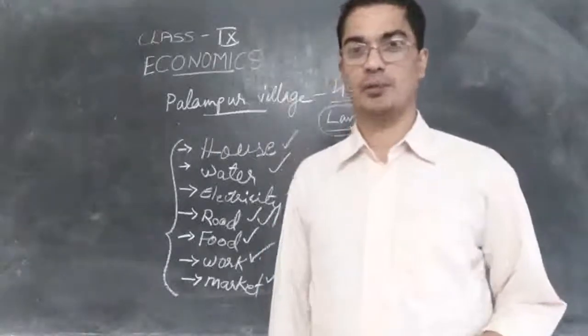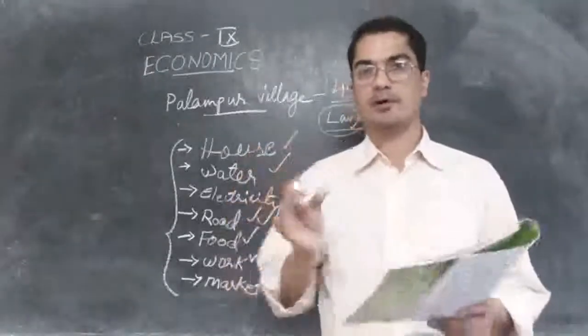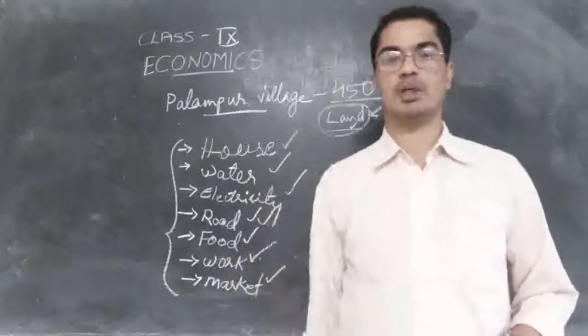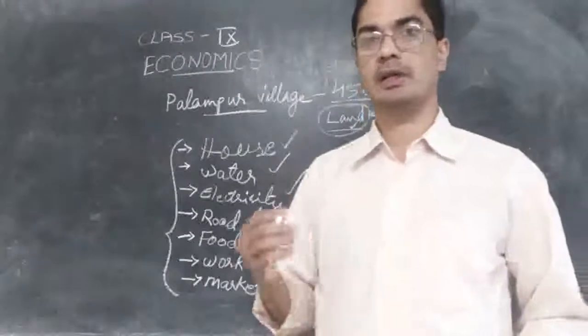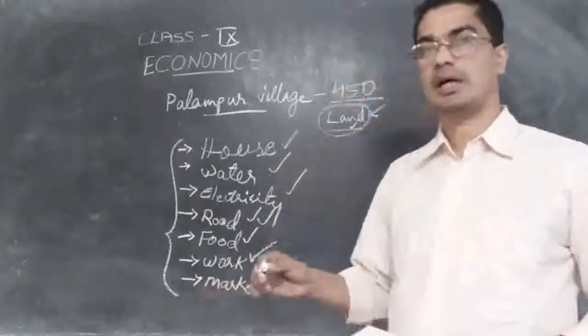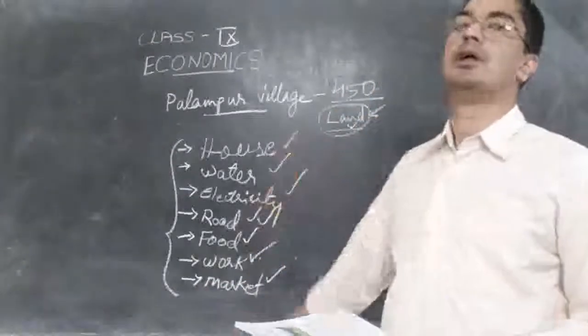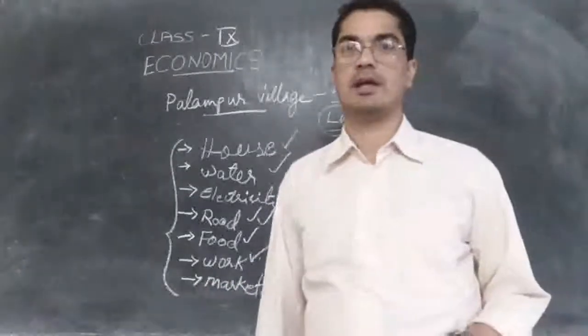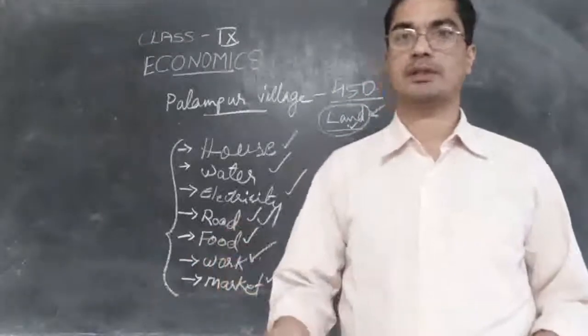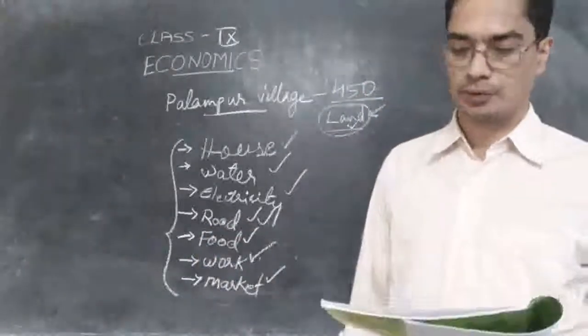I hope you know what a tube well is. It's a very narrow but very deep well, and from there we can pump out water with a motor. So we need electricity in order to pump out water. Most of this agricultural land has got tube wells and they are able to irrigate their fields with the help of water pumped out from these tube wells.